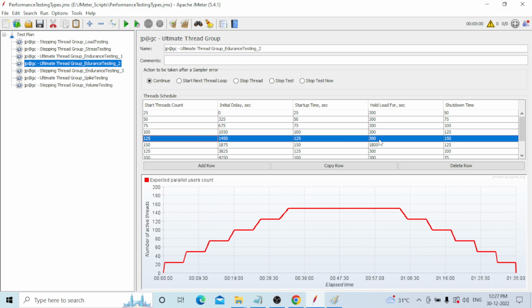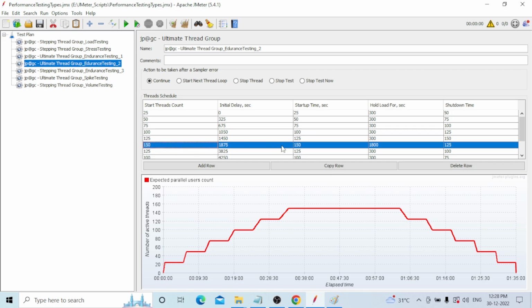Load is whole load 300. Shutdown means 125 plus 25, total 150 you can give. Now it's coming to the final target, and you need to reach this place one by one step. Okay, now 150 plus 25, you give 150 in this place, same 150. Now 1450 plus 125 plus 300, you get 1875.